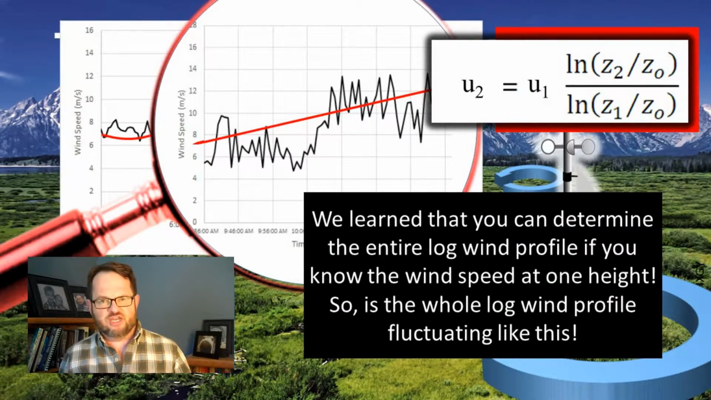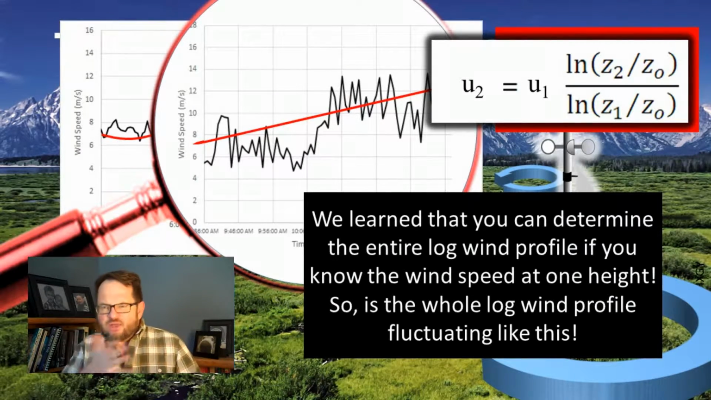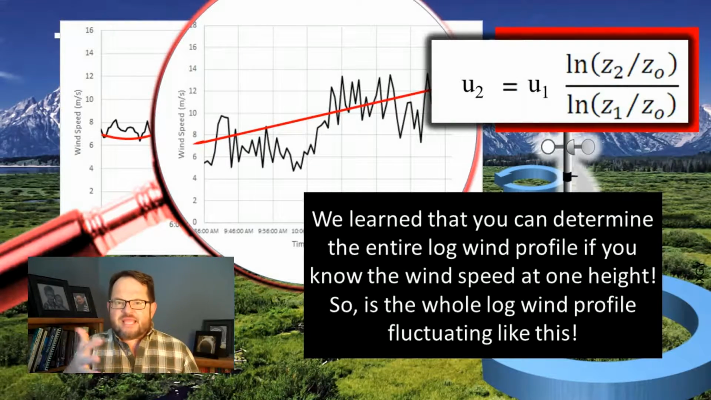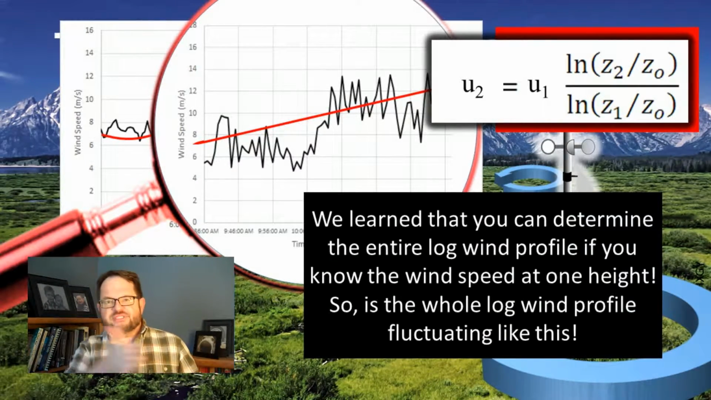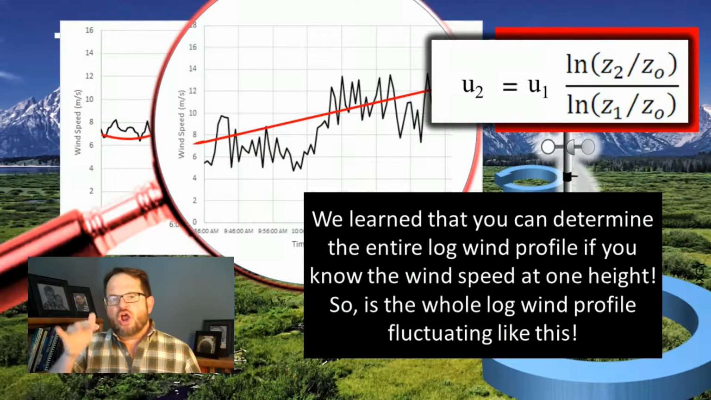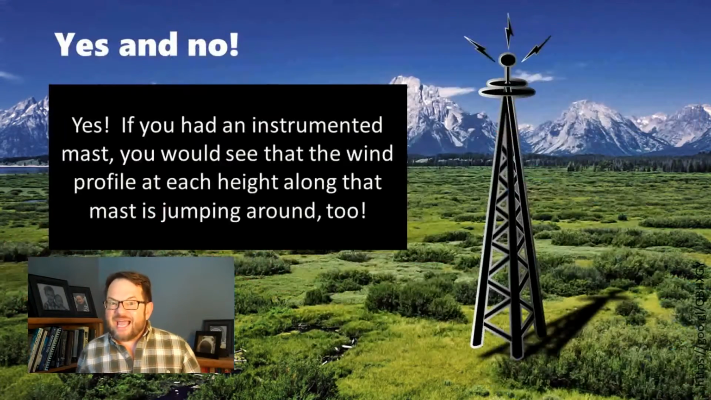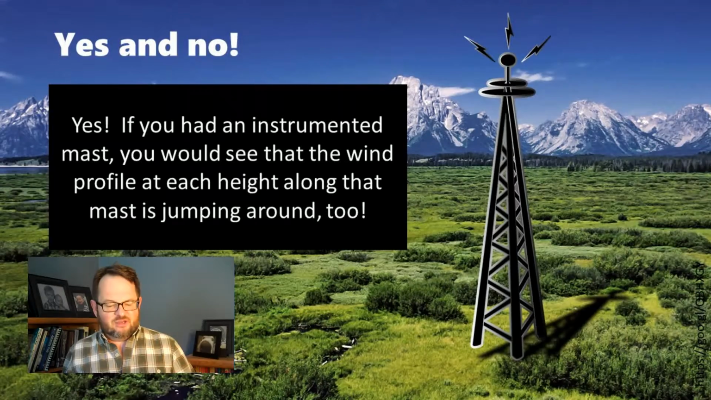And I reproduced an equation there just to remind you about that. Does that mean that the whole wind profile is fluctuating like this? I mean, as the winds at the surface are bouncing up and down as eddies pass and so on, is the wind profile changing like that too? Well, the answer is kind of yes and kind of no. That's a little bit complicated.